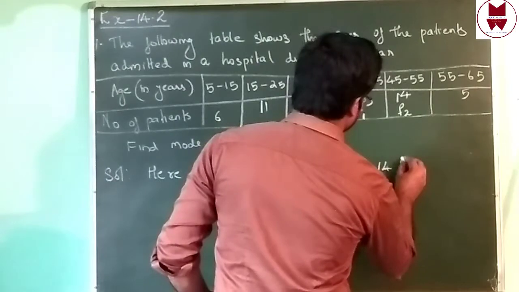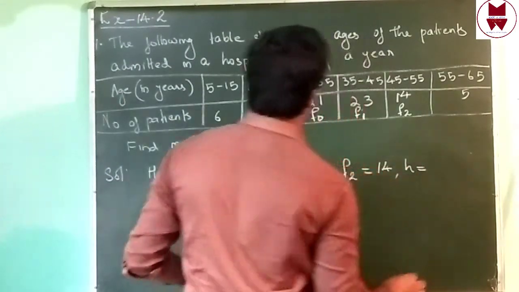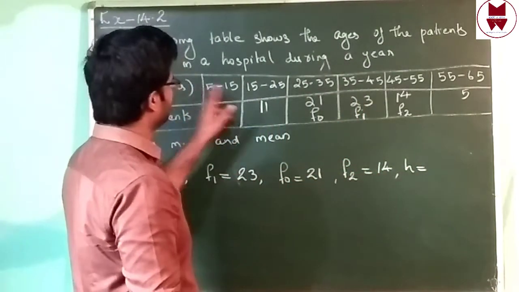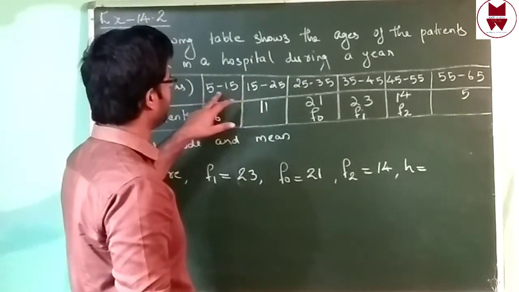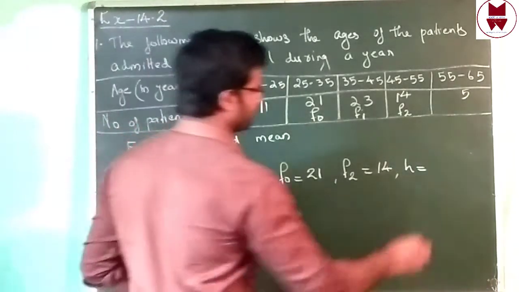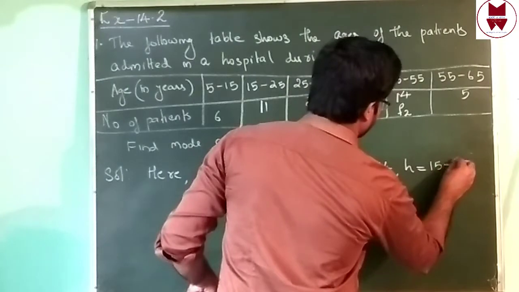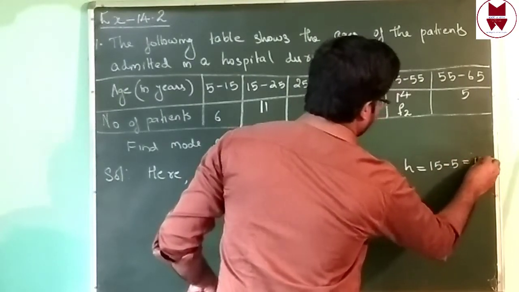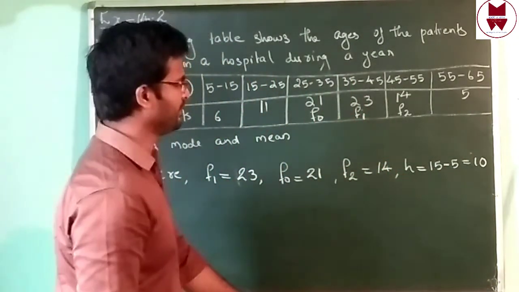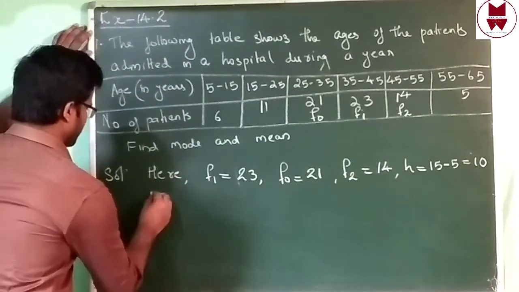Then H equal to the class width of this class interval, that is 15 minus 5. How much will you get? 15 minus 5, you will get 10, isn't it? That is our class width.